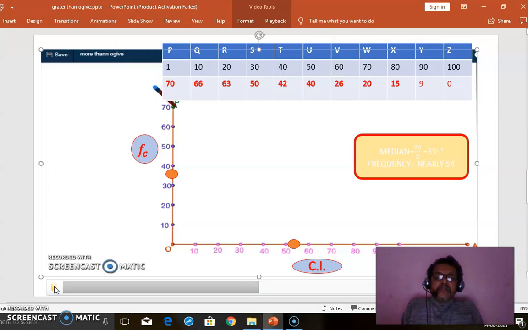Now the point P is (1, 70), Q (10, 66), (20, 63), (30, 50) S, (40, 42) T, (50, 40), (60, 26), (70, 20), (80, 15), x-axis 90, y-axis 9, and 100, 0 on the x-axis. Now join these points and you will get a graph.